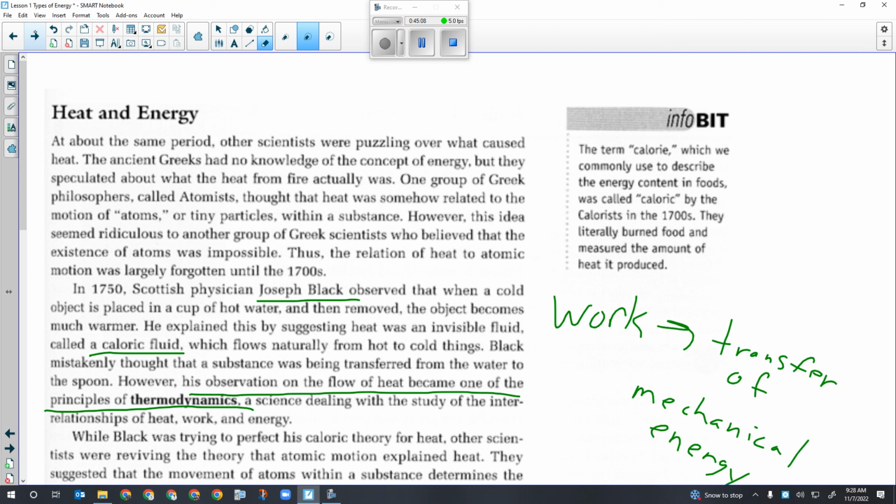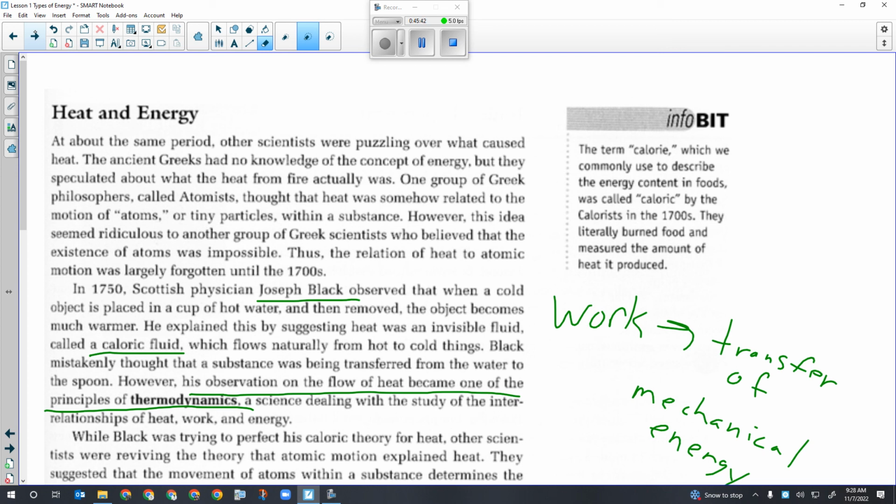All right, so the first ideas about heat, which is this transfer of thermal energy, that were put on paper were by this guy here, Joseph Black. He observed that when you put a cold object in a cup of hot water, the cold object gets hotter. Crazy, right? But so true. Now, what he realized here was that energy, thermal energy, was flowing from the hot object to the cold object.